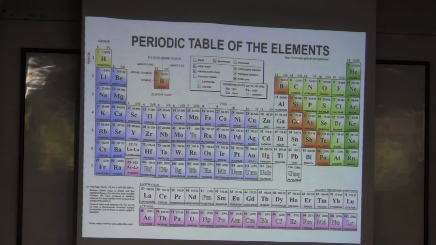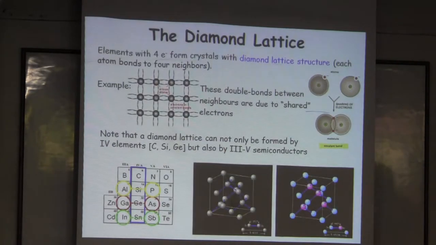Because of that, these elements with 4 electrons, carbon, silicon, germanium, I think those are the most important ones, form a crystal lattice. The specific crystal lattice may be a diamond lattice, which means that each atom is bound to 4 neighbors. Silicon also builds up that diamond lattice. Each silicon has 4 neighbors, and it's connected by 2 electrons to each, because it has 8 valence electrons, and so it fills up the optimal number of electrons.